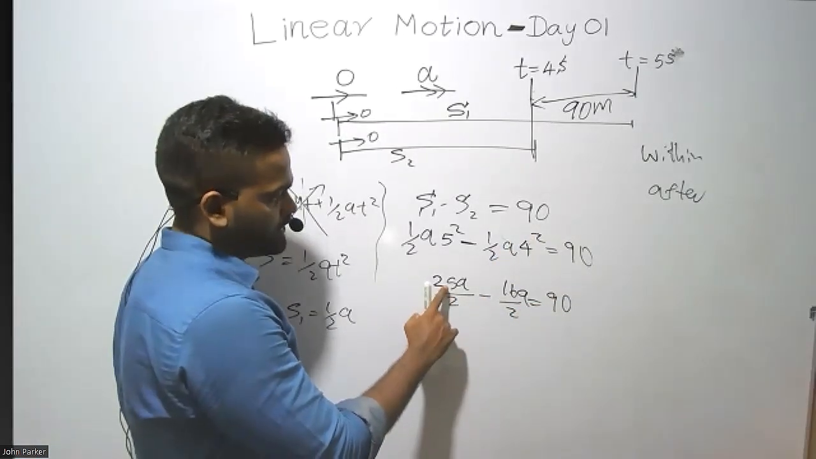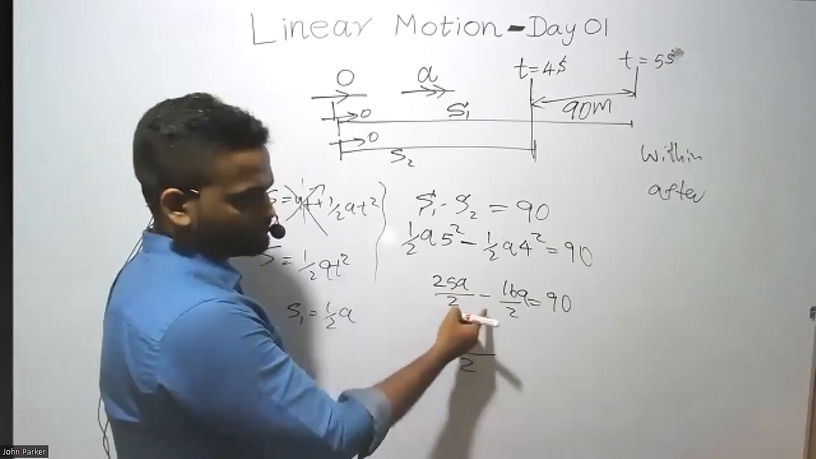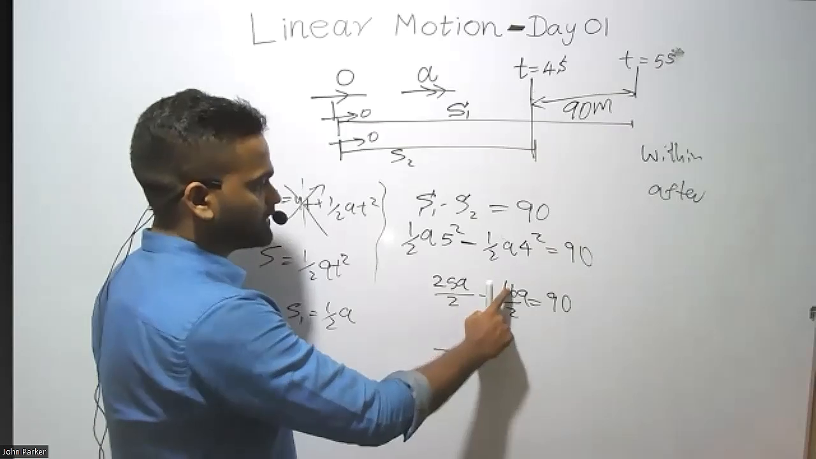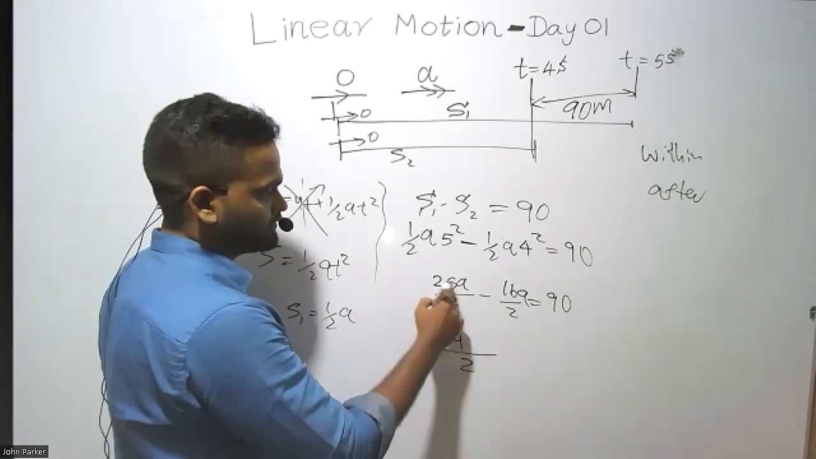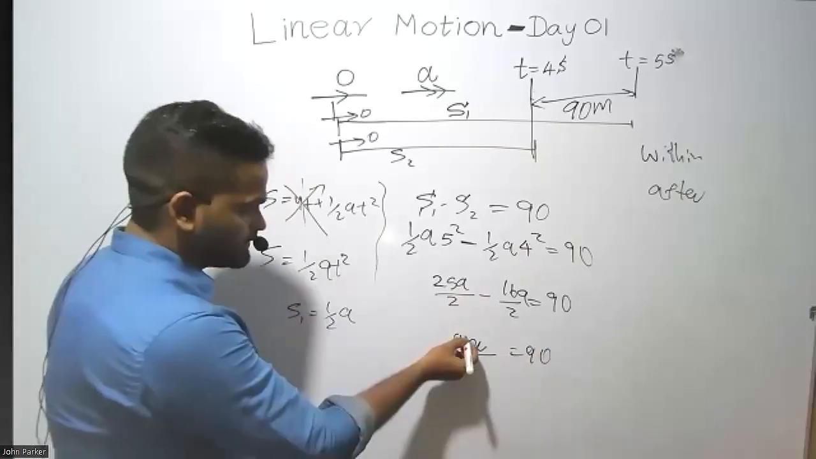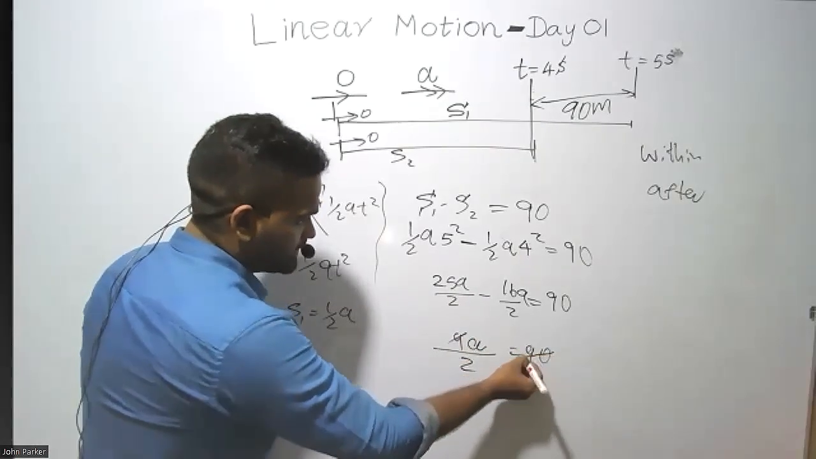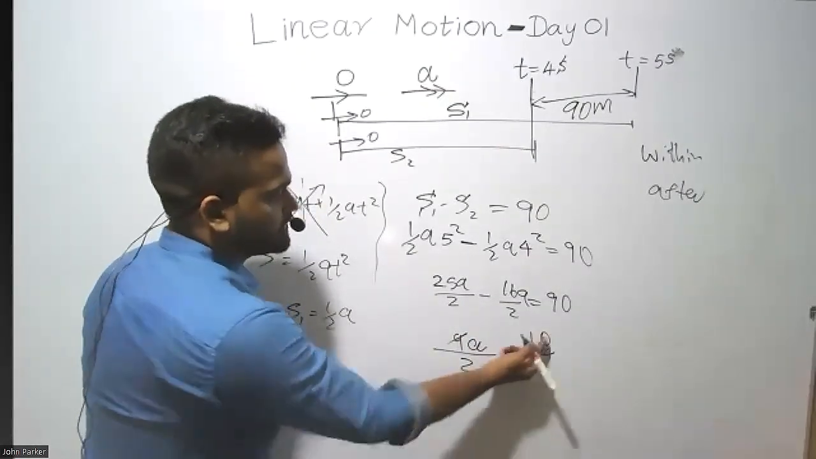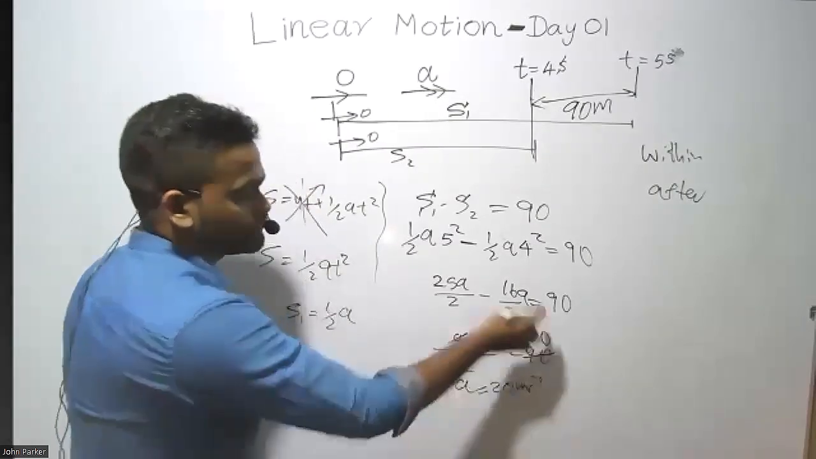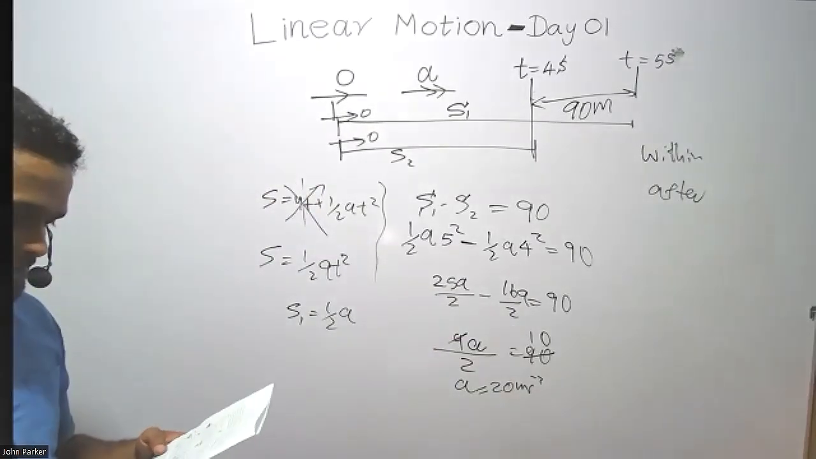So what is this? Common denominator is 2. So then 25 minus 16, that is 9, right? 25 minus 16 is 9. There's a simple A here, 9A. Then divide both sides by 9, then you get 10 here. Then cross multiply. So acceleration becomes 2 times 10, 20 meters per square second.